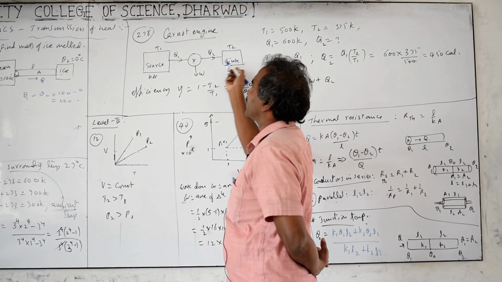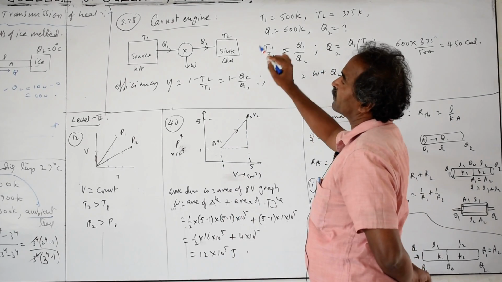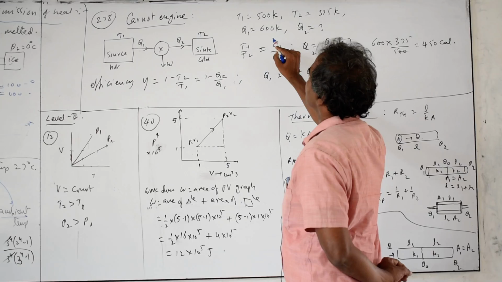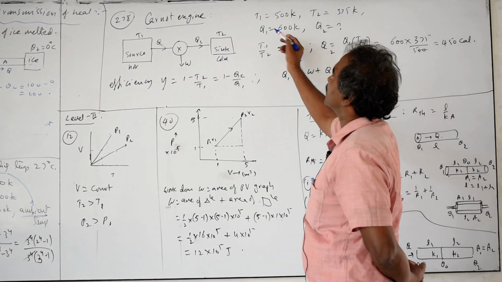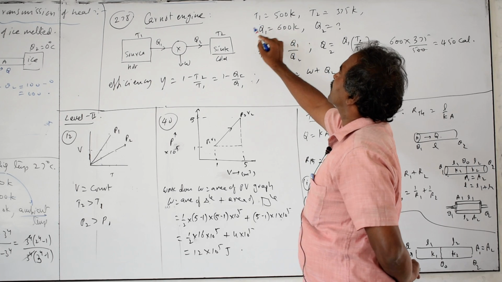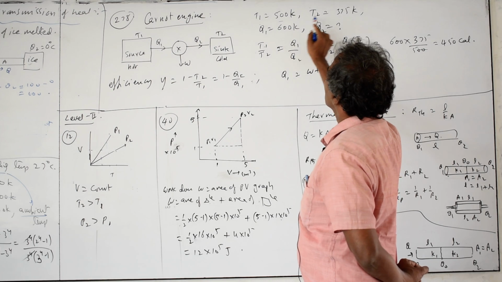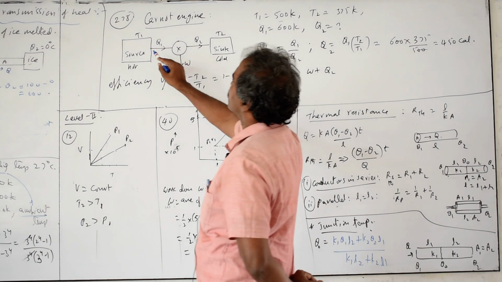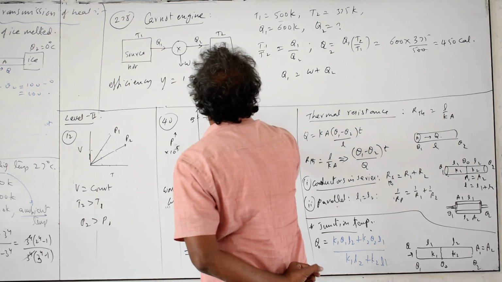The sink is at low temperature, the source is at high temperature, and if temperatures are given in the centigrade scale, you must convert them into the Kelvin scale. They may not mention source and sink. You must know that the high temperature given is the source, and the low temperature is the sink. Heat is taken from the source to the working mechanism as Q1, and given to the surroundings as Q2.